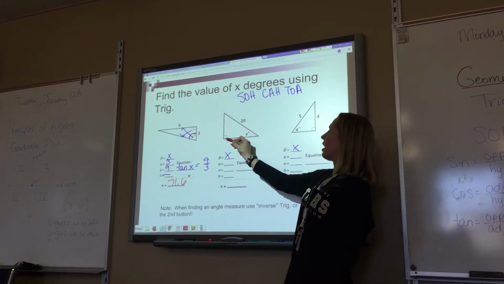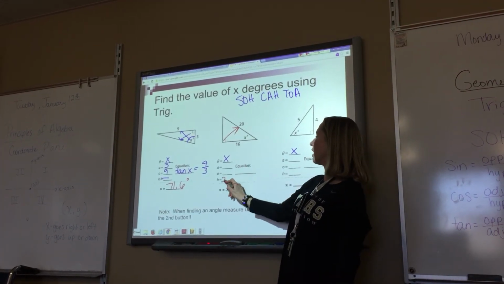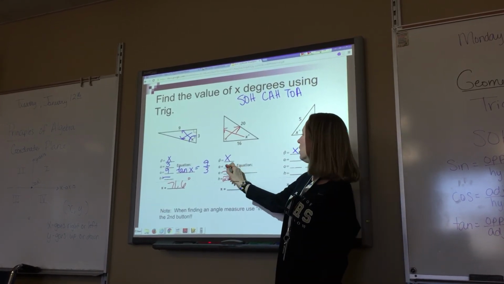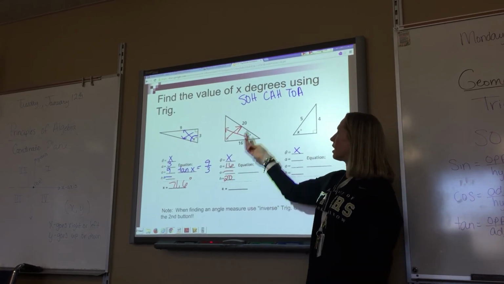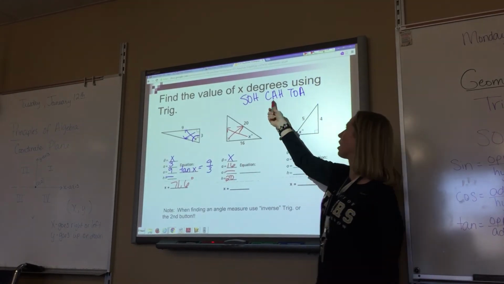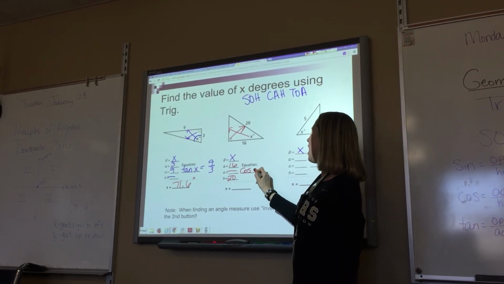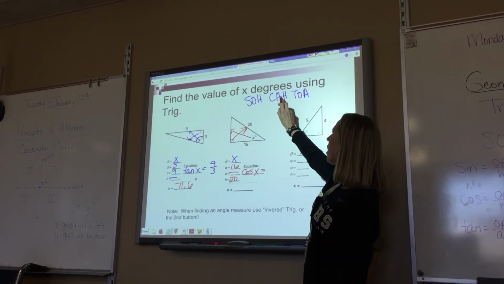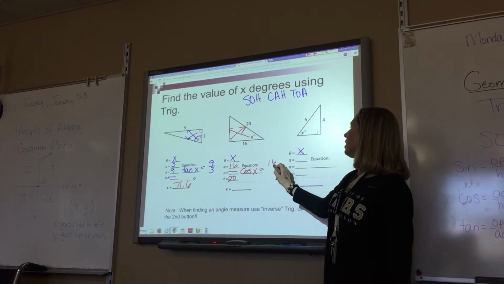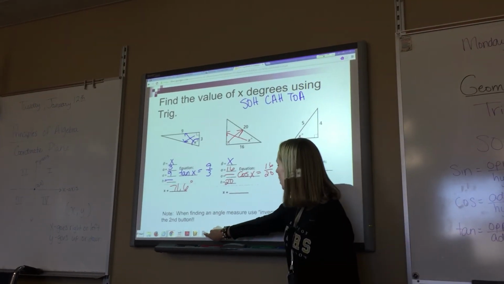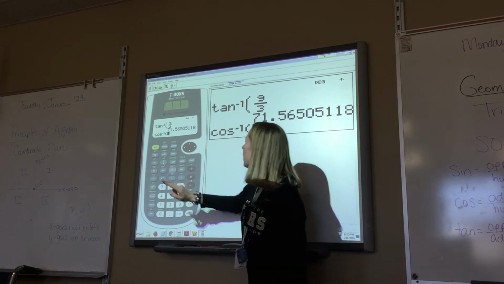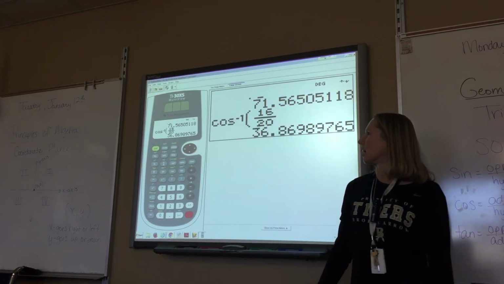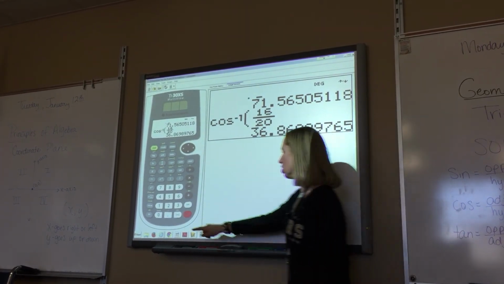So our theta is x again. What's the hypotenuse? 20. What's the opposite? Nothing. What's the adjacent? 16. So we don't have an O. What's the only one without an O? Cosine. So I do cosine x, because I don't know the angle. The angle always goes next to sine, cosine, or tangent. And then you do A over H. So what over what? 16 over 20. So second cosine, 16 over 20. Hit enter, and I get 36.9 degrees.